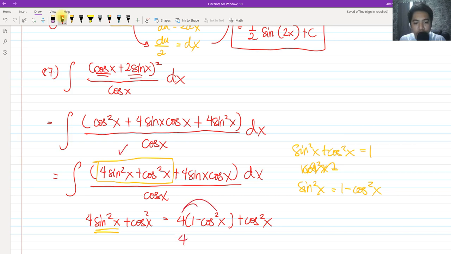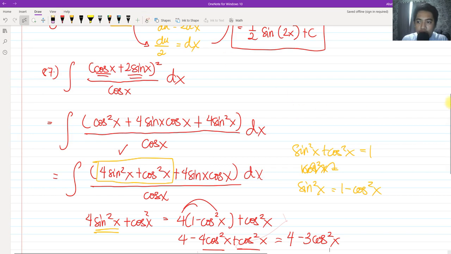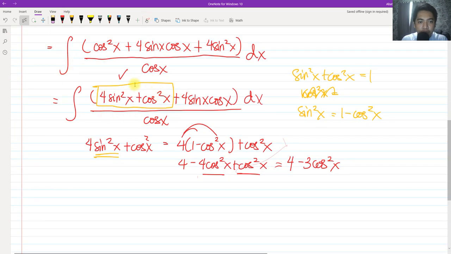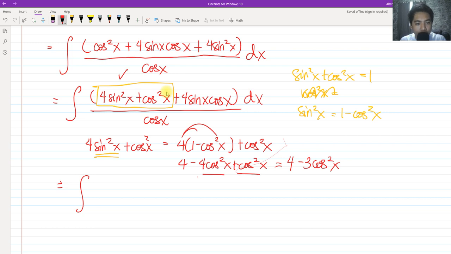Distributing, we have 4 minus 4 cosine squared of x plus cosine squared of x. So negative 4 cosine squared of x plus cosine squared of x, we can simplify that. So that becomes 4, negative 4 plus 1 is negative 3 cosine squared of x. So now I have reduced this given term as simply 4 minus 3 cosine squared of x. So we now have 4 minus 3 cosine squared of x plus 4 sine of x cosine of x.